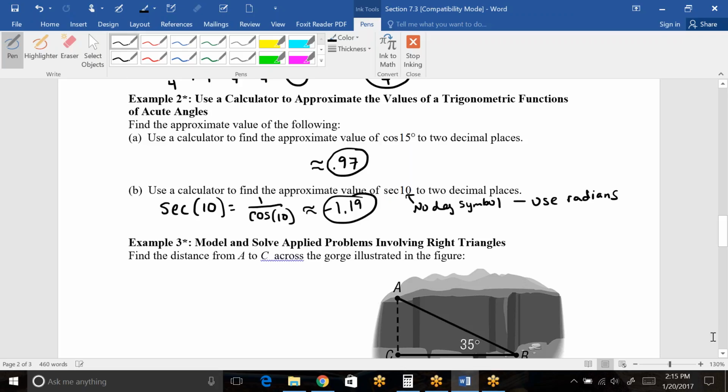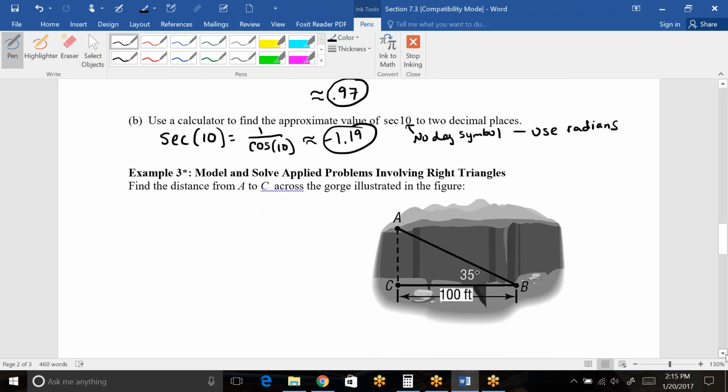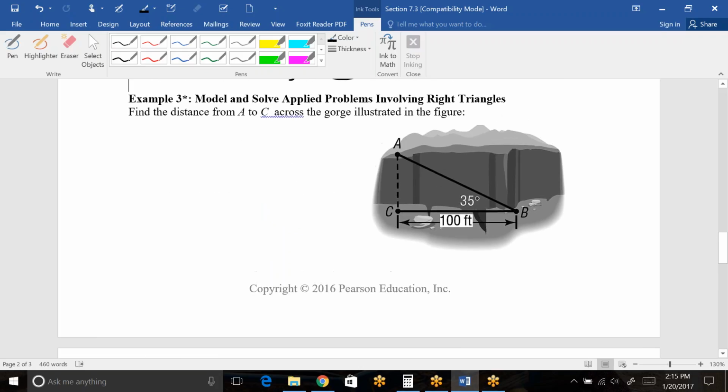Okay. Let's look at this application problem. Find the distance from A to C across the gorge illustrated in the figure. Okay, so we have this picture. So we're going to find that distance from A to C. So we're looking for this. And actually, let's do that in a different color. There we go. All right, so I know that this is 35 degrees. So that can be my theta. And I have the length of the adjacent side to that angle, and I'm looking for the height.